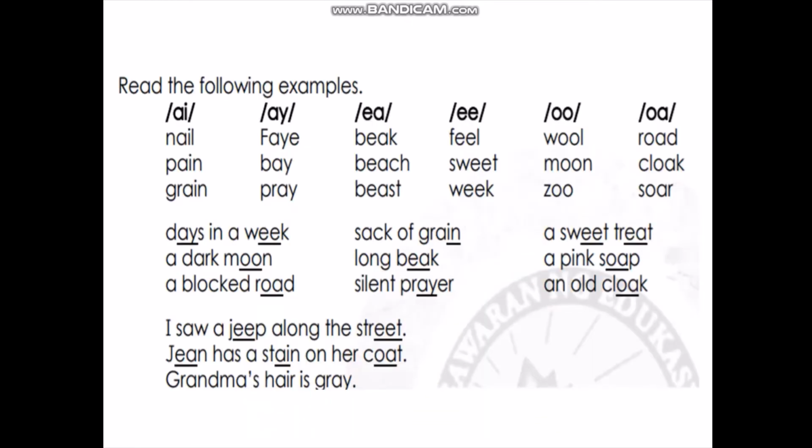So now let's read the following examples. For A-I, we have nail, pain, grain. For A-Y, day, bay, pray. For E-A, we have leaf, beach, and beast. For E-E, we have feel, sweet, weak. For O-O, we have wool, moon, and zoo. For O-A, road, cloak, and soar. Now your turn to read all these words. Go!